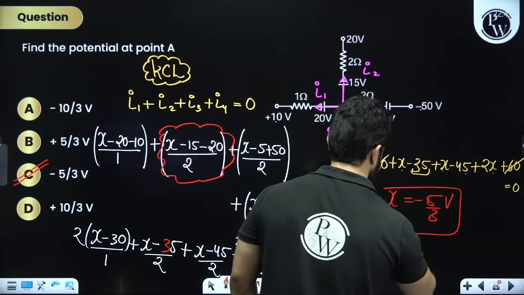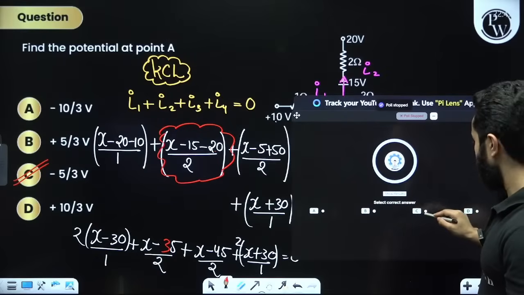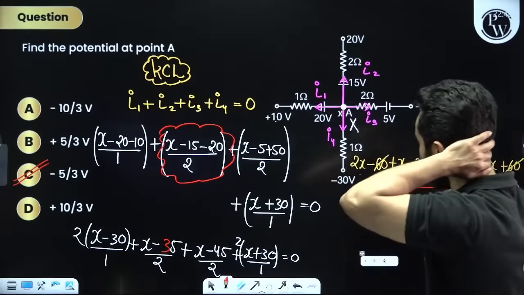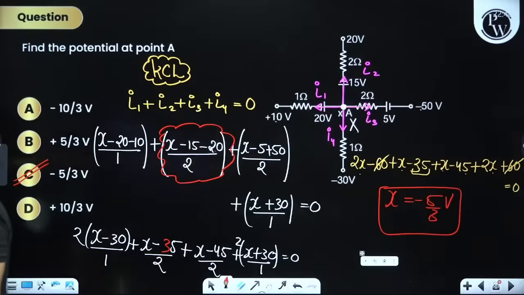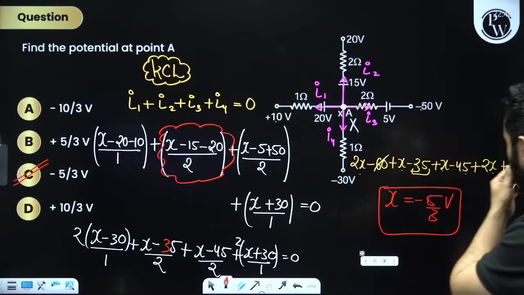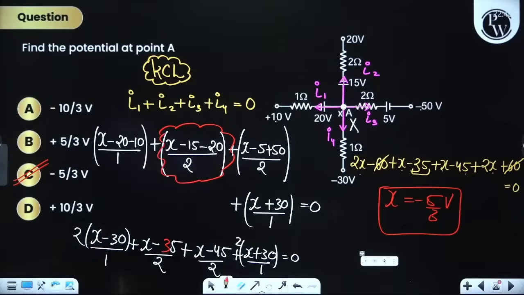Minus 5 by 3. Correct answer is C. Check. C is correct. Most of you have said B, but no, the answer is C, friends. Check once again. Answer is C. It's coming out as negative. Check once, I believe it is negative. In my answer key, it is negative. Minus 5 by 3. Okay.